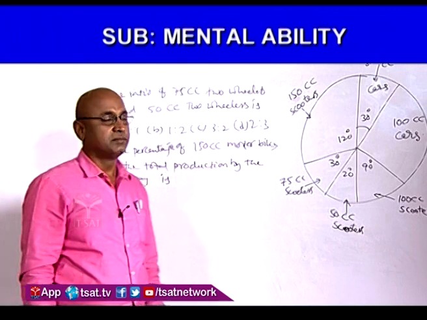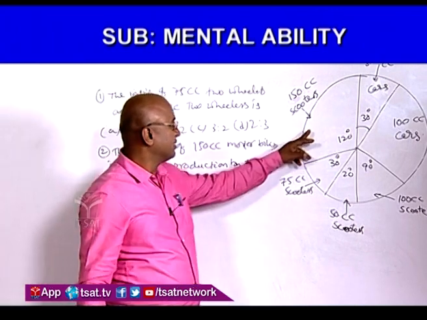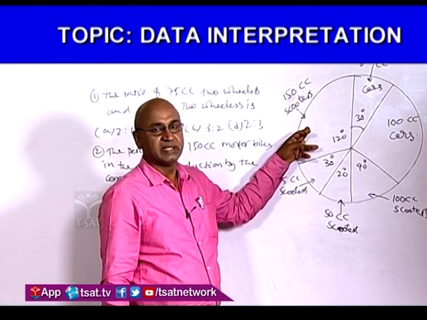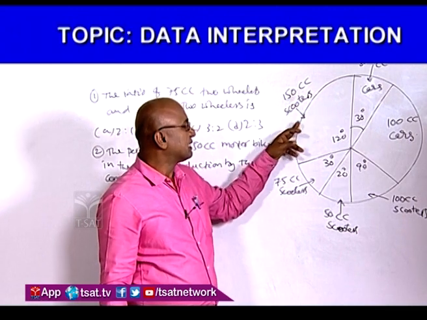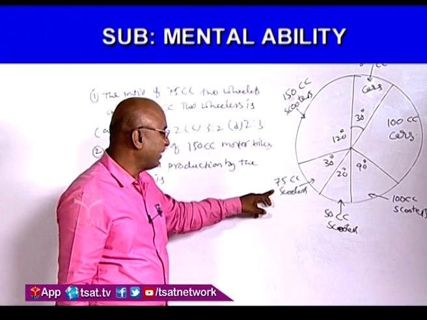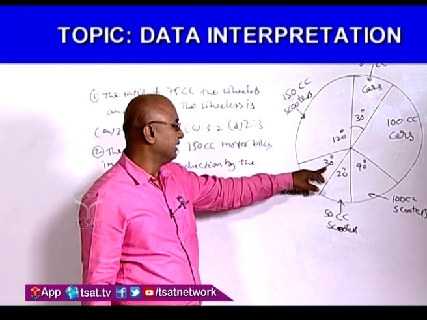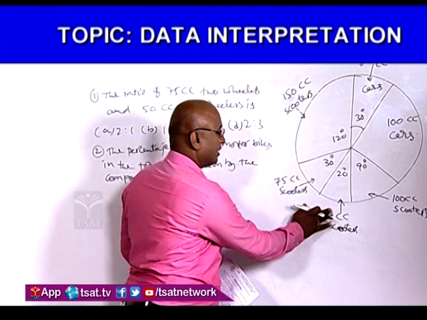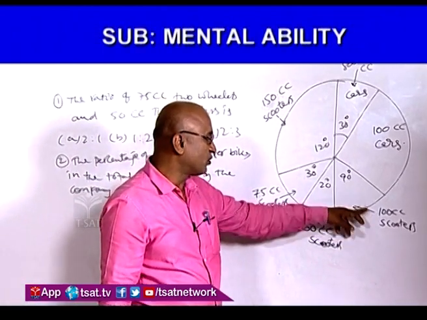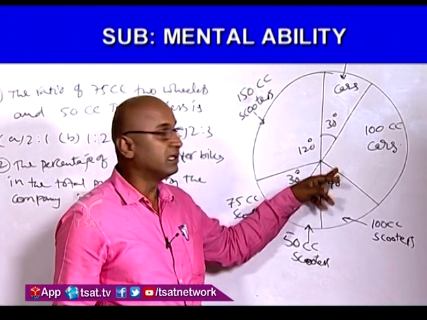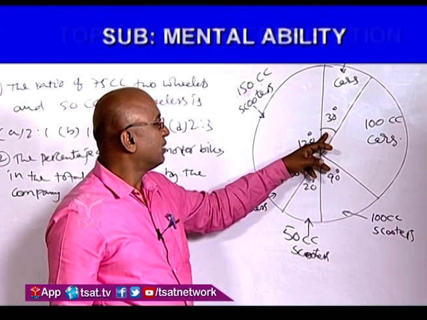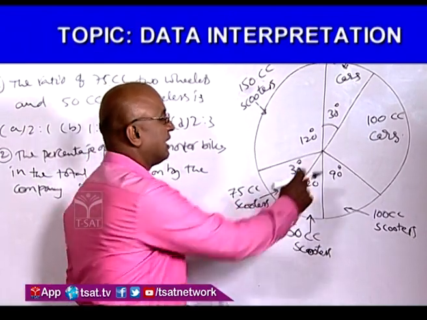Now we'll see the next problem. The problem is like this. Here the pie diagram is given. In the pie diagram, various scooters and cars production is given. The 150cc scooters comprise 120 degrees. 75cc scooters comprise 30 degrees. 50cc scooters comprise 20 degrees. 100cc scooters are 90 degrees. 100cc cars, this proportion is not given. And 80cc cars are 30 degrees. So what is that 100cc cars?